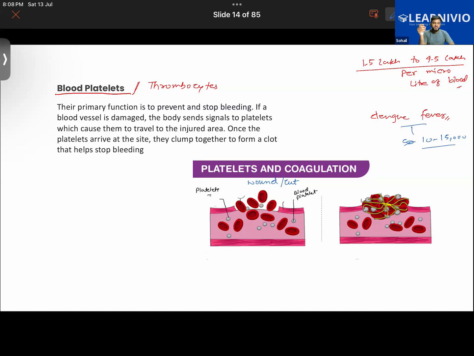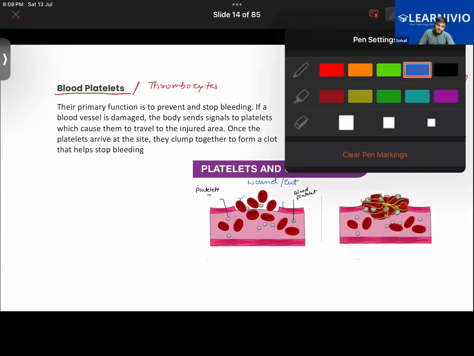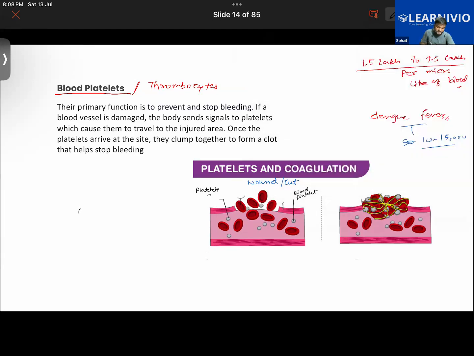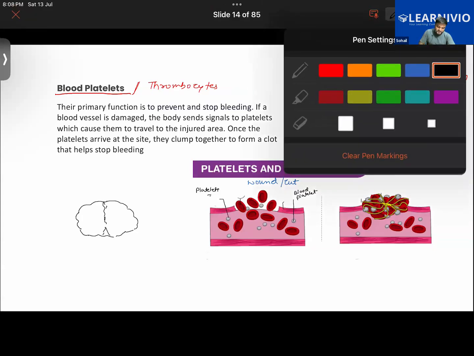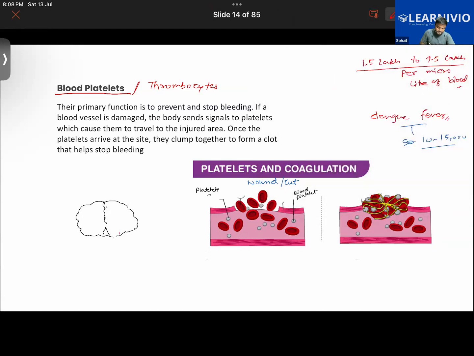For example, try to understand in this manner. Say that this is the human brain. There are lots of blood vessels in the brain, right? These are all, let us say, blood vessels in the brain.